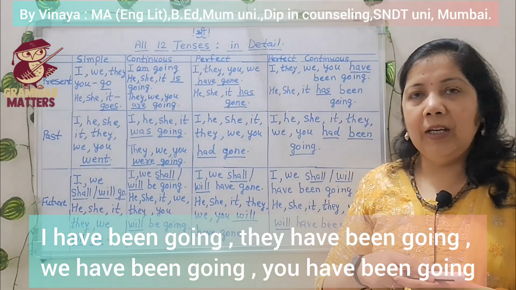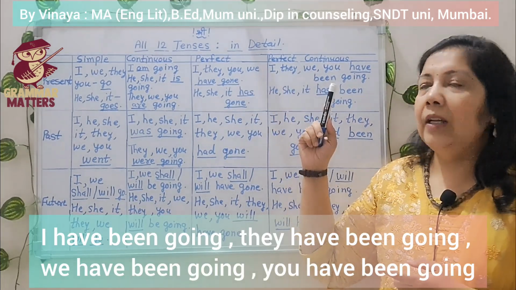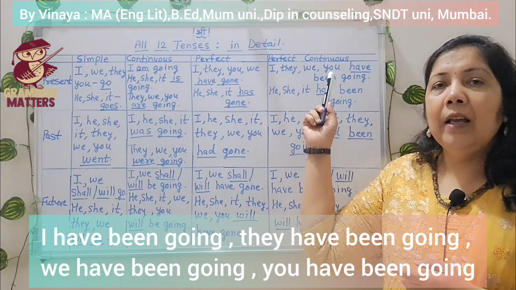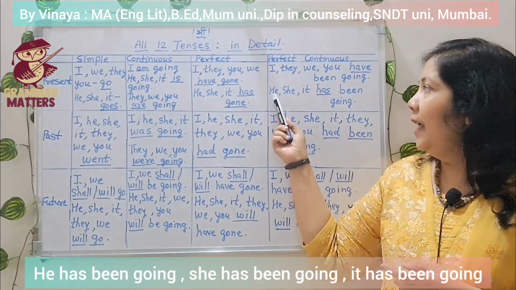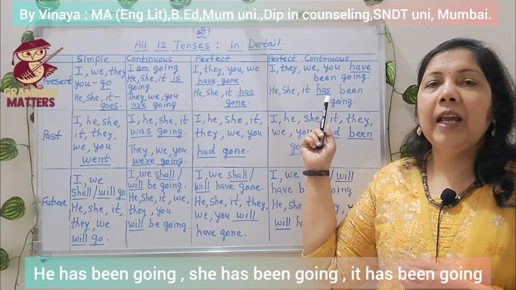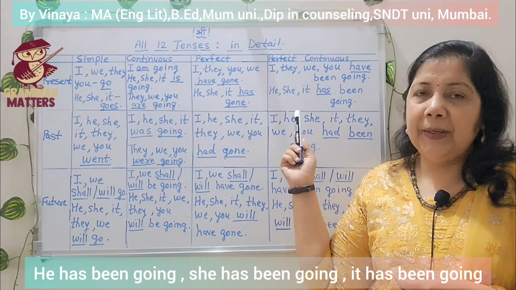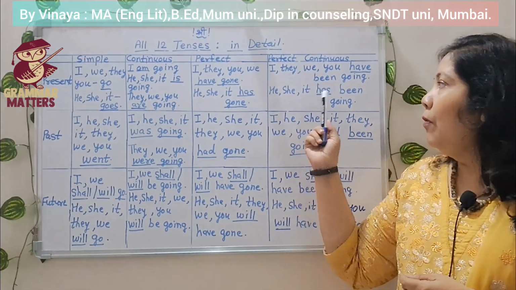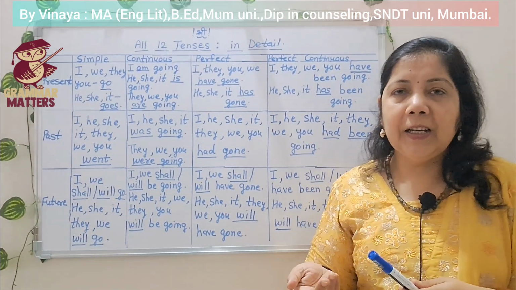I have been going. They have been going. We have been going. You have been going. He has been going. She has been going. It has been going. How is this tense used? When is this tense used?